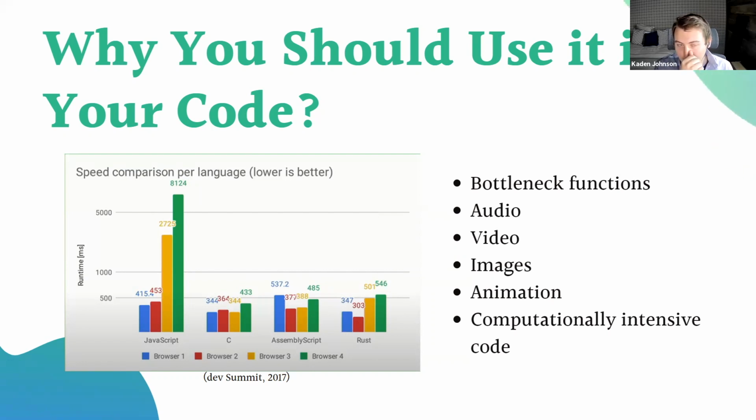And so then we can go into what things it is good for. We don't want to replace JavaScript. That's not the goal, but we do want to use it for some specific things. Bottleneck functions, audio, video, image, and animation files are massive, and it's a lot easier to work with them in these other compiled languages versus doing it in JavaScript. And lastly, for any code that's very computationally intensive, we could use WASM or WebAssembly to make the process a little bit faster, more constant, and easier for the computer to handle.